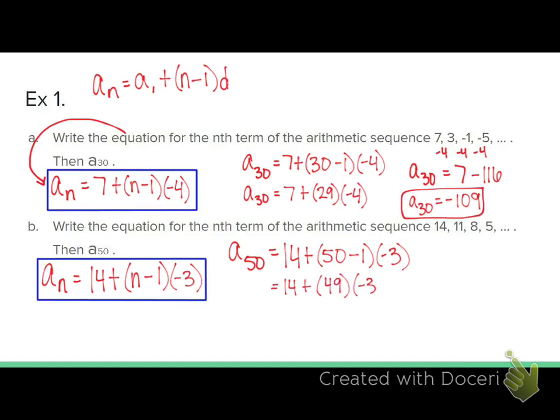49. The next thing I would do is multiply 49 times negative 3. Negative 147. And then the last step is to take 14 minus 147. Negative 133.